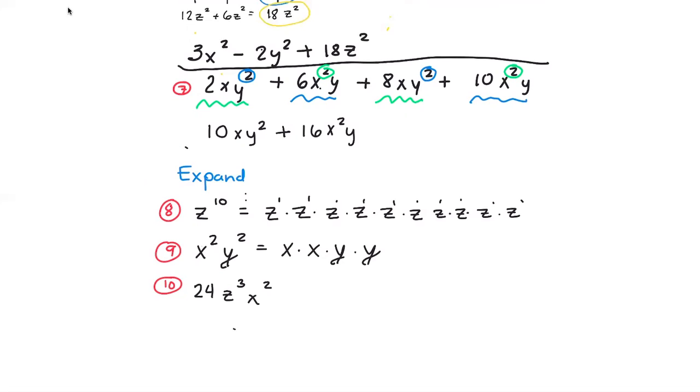Okay, how will we expand this one? 24C times 24C times 24C times... Actually, no, ma'am. Be careful. The ones that have an exponent are the c and the x. The 24 doesn't, so the 24 appears only once. The ones that repeat are the letters, but not the 24.